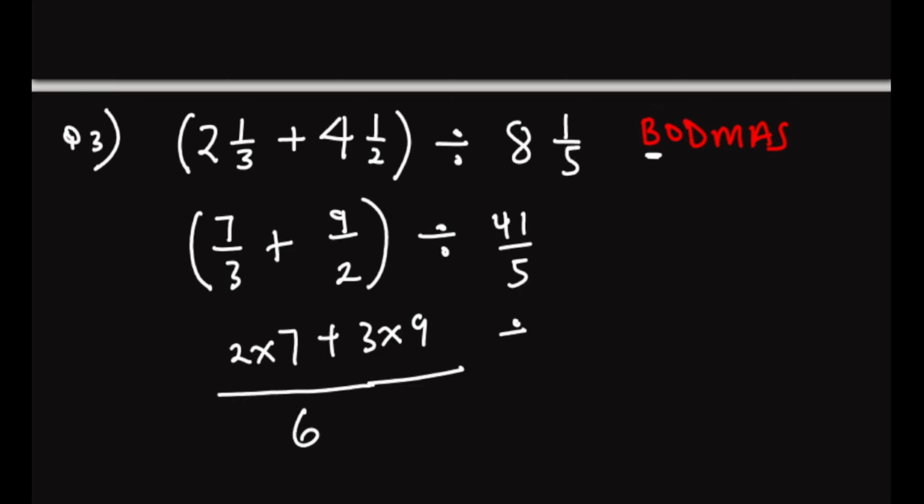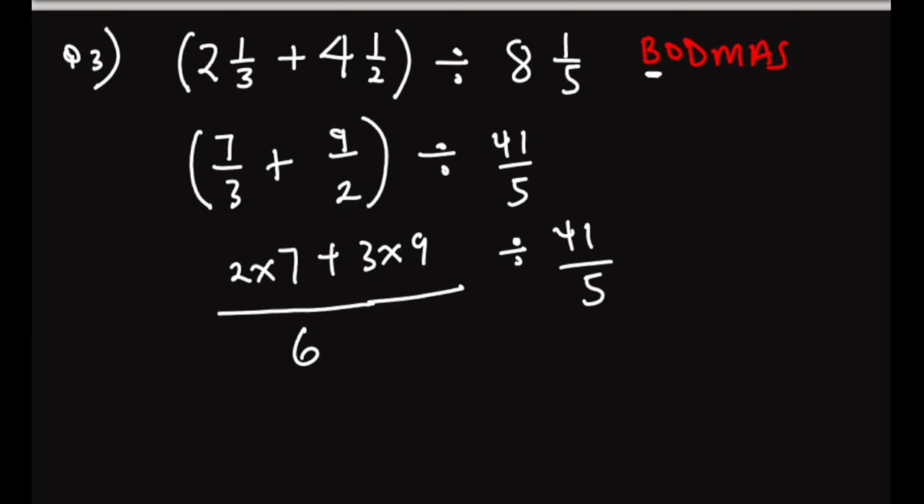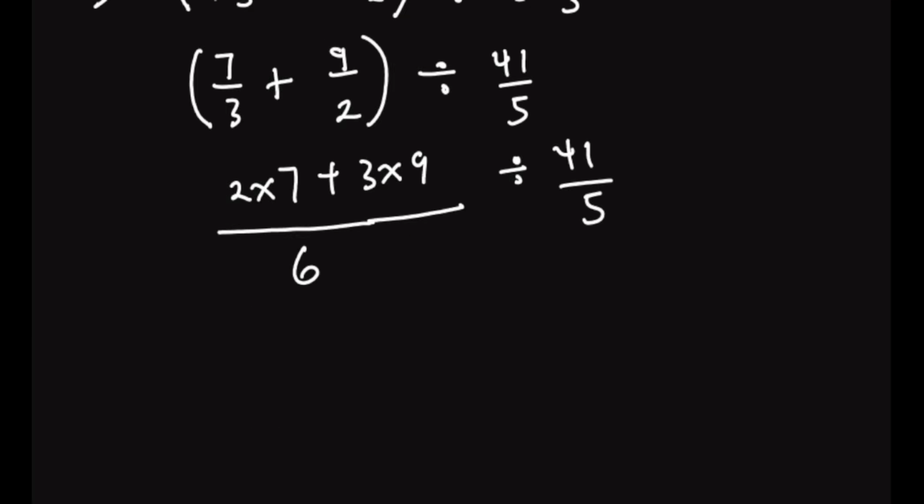And this is going to be divided by 41 over 5. We simplify the numerators for both, and then I'm going to get something like this. So 2 times here, we are simplifying this. 2 times 7 gives us 14. So 14 plus, then the next one to simplify is this 3 times 9. That gives us 27. So 27 all over 6. And then our division sign comes, because we are just dropping it here. Okay, we are just dropping the same thing. I'm going to have 41 all over 5.